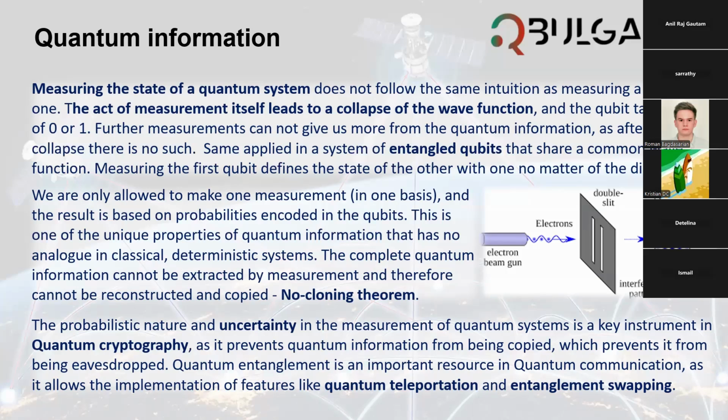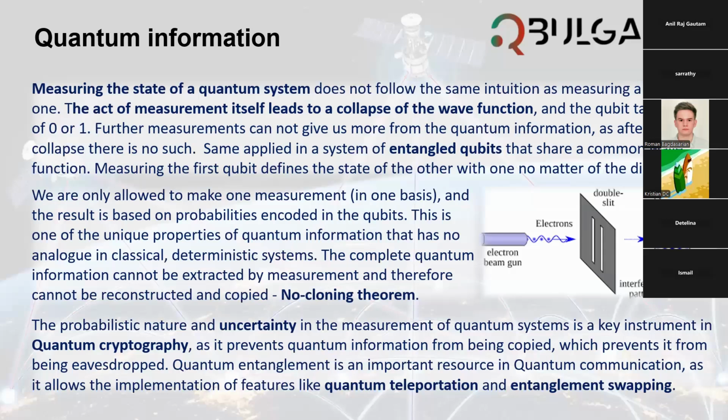Actually, we can entangle more than 2: 3, 5, and more. They are all connected in one wave function, and they have one probability coefficient. But we are only allowed to make just one measurement, and even then in one basis. We can measure, for example, the computational state of the qubit, 1 or 0, or the phase of the qubit, plus and minus.